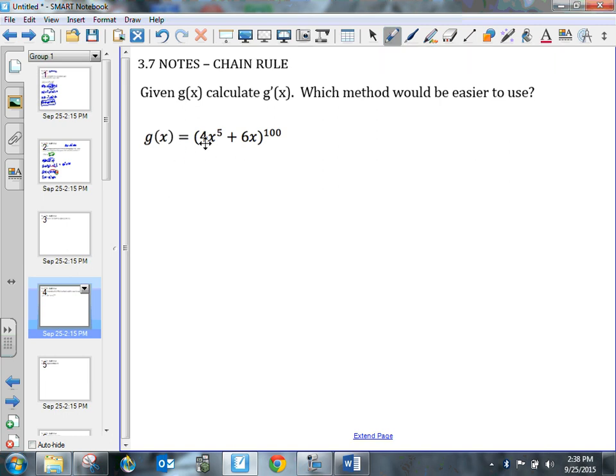So what I want to do is use that same principle that we had just done. What I see here is that I have an inside function and an outside function, and I'm going to talk more about this later on. My outside function is some quantity raised to 100, and my inside function is a simple standard polynomial, 4x to the 5th plus 6x. So what I want to do here is do the same thing that we did.